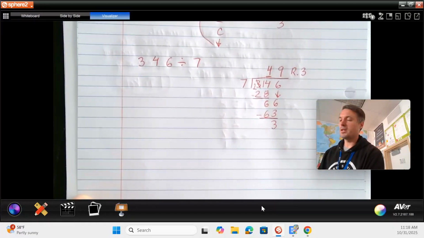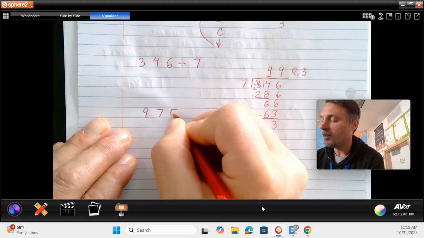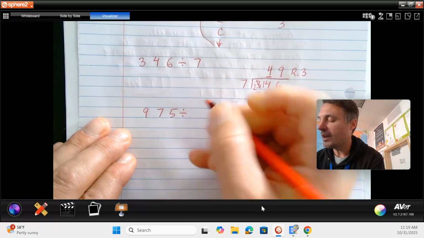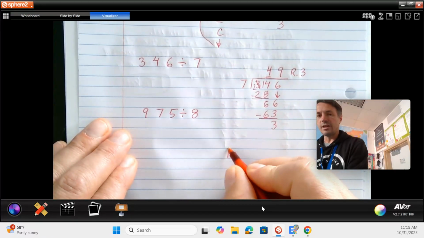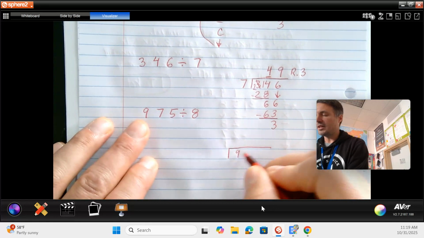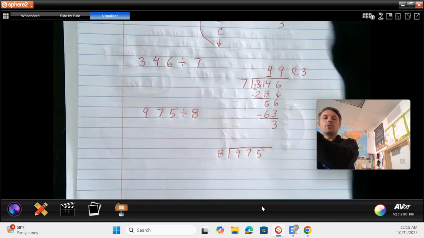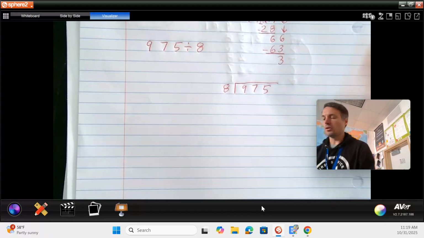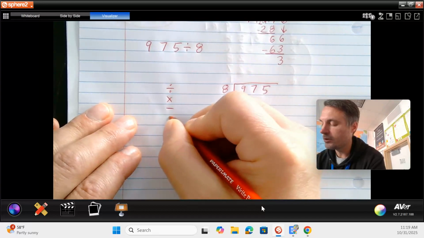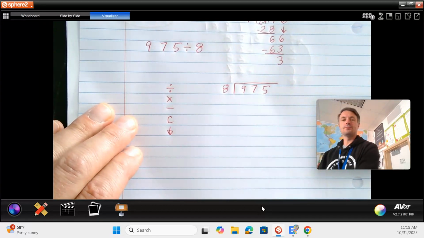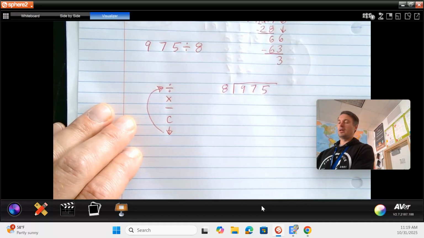Let's do one more example. Let's say we have 975 divided by 8. Okay? Build your den, put the dividend in the den, the divisor goes outside, sir. Okay, we use our long division steps: dirty, monkeys, smell, crazy, bad. And then we repeat. Divide, multiply, subtract, compare, bring down.